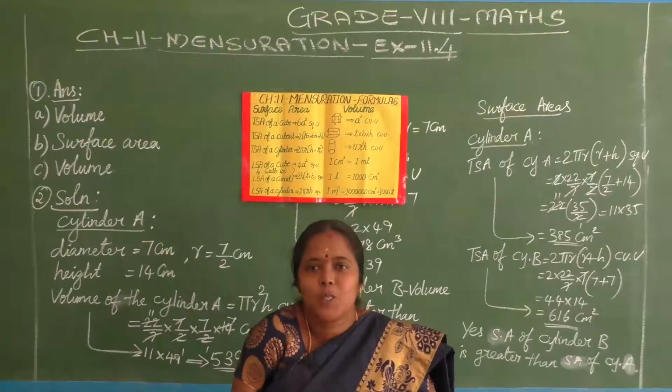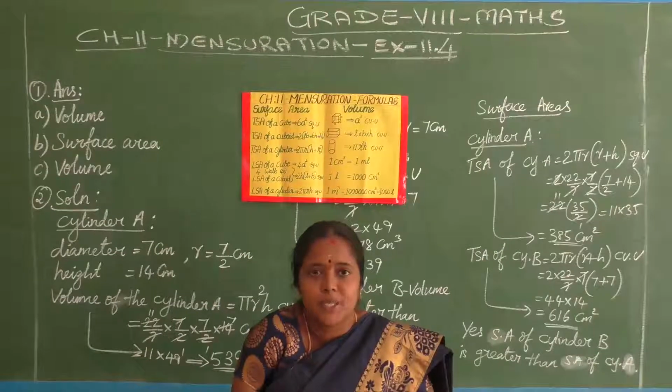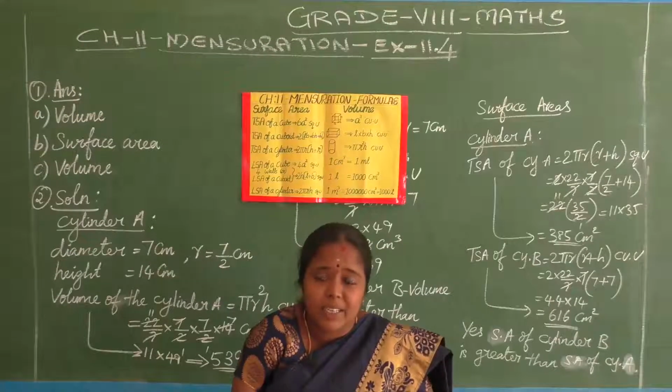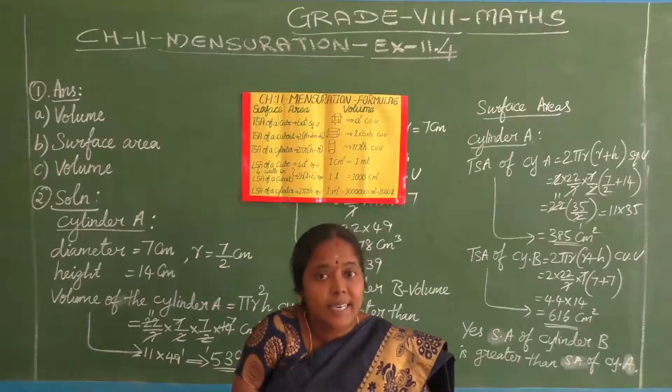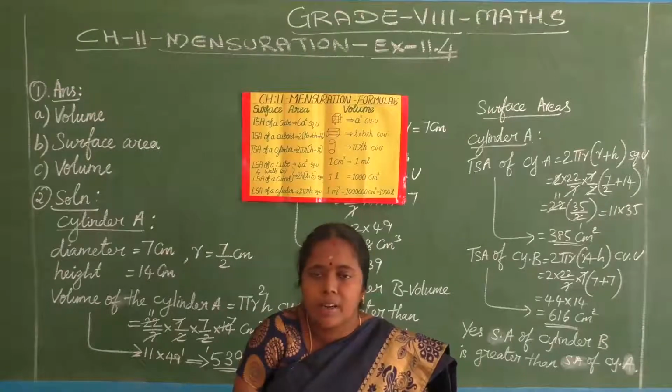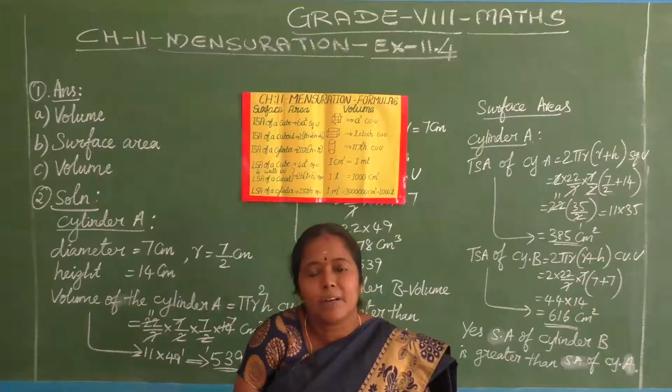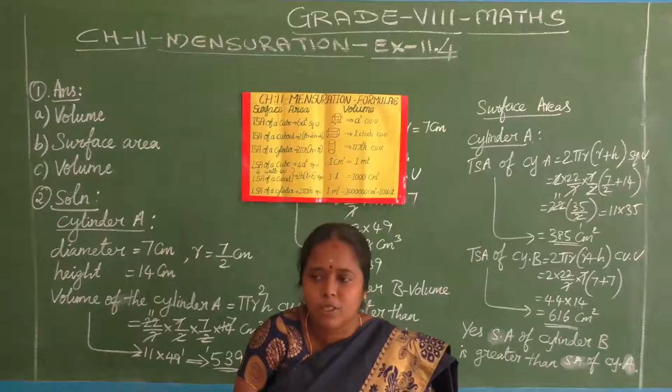Today we are going to see volume of the three-dimensional objects. Last week we have seen surface areas of the three-dimensional figures. In that, we have seen TSA, total surface area, and curved surface area, lateral surface area. Today in this section we are going to see volume of three-dimensional objects.